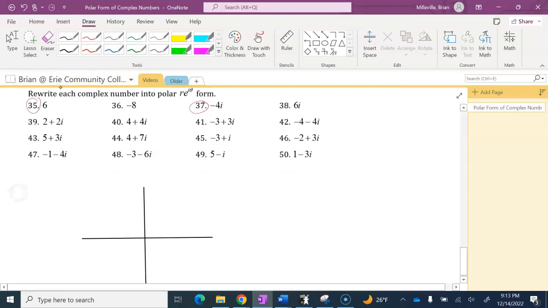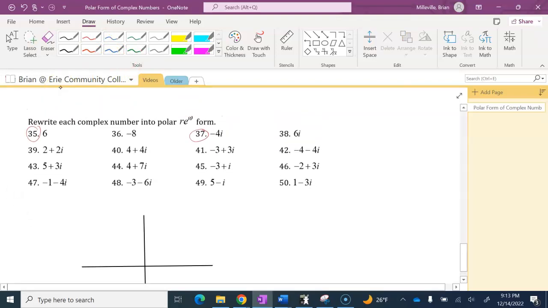All right, so let's think about plotting those. Each one of these we can think about as, in this case, this first one here as 6, the complex number 6 plus 0i. For 37, this would be 0 plus negative 4i. Now keep in mind, we associate those with the ordered pairs, respectively 0, negative 4, and the other one would be 6, comma 0.